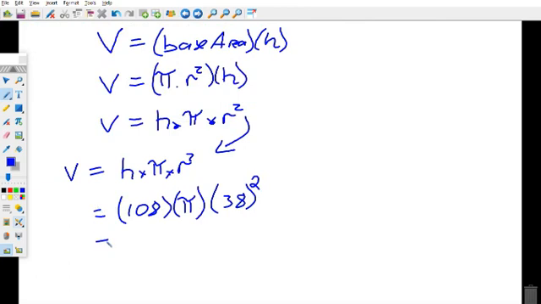So we plug that into the calculator, 108 multiplied by pi multiplied by 38 squared, and you're going to get a very big number of 489,937.66, 2 decimal places, centimeters cubed.